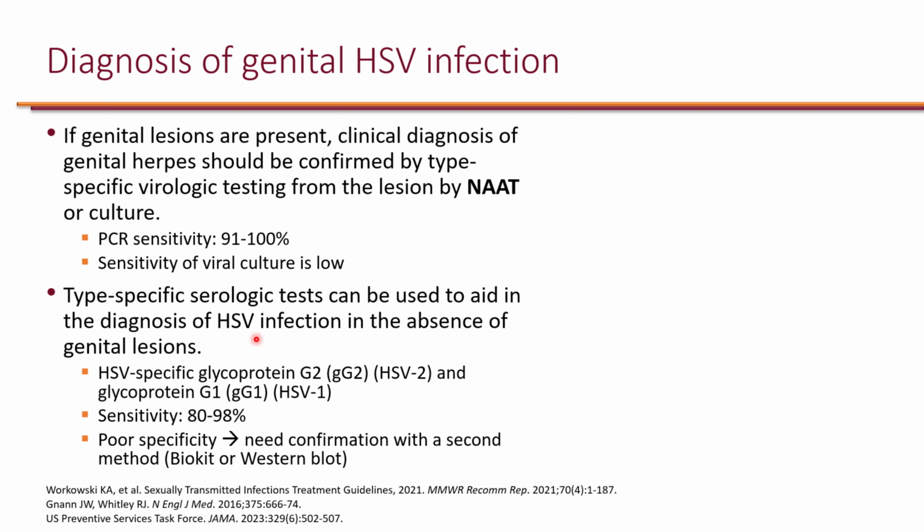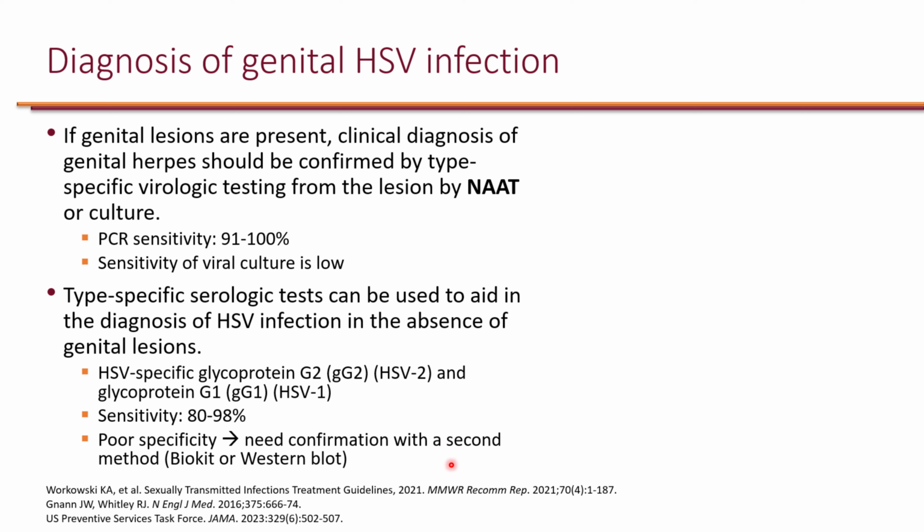And the type-specific serology test can distinguish between HSV-1 and HSV-2. It essentially detects different glycoproteins from each of these. It has a good sensitivity, 80 to 98%, but it has a poor specificity. So when there is a positive test, you have to make sure that it's not a false positive, so it needs to be confirmed with a second method.